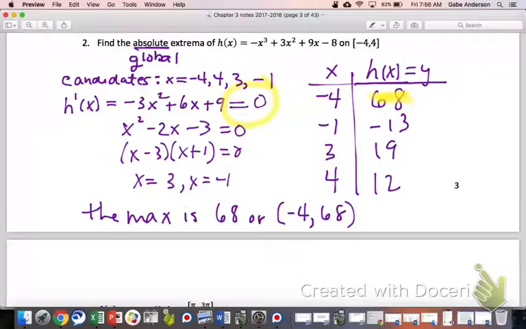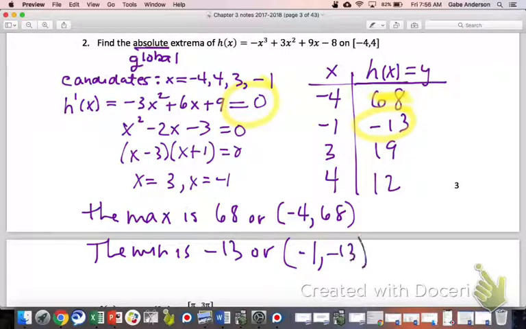But all I did really ask was, what is the absolute extrema? So the y value would go with it. Like the highest point is at 68, right? When you're at a height of 68. And then, of course, the min would go with the lowest y value, and that's negative 13. So you could then say the min is negative 13, or if you wanted to say negative 1 comma negative 13, that's fine. But it's the y value we're looking at to make this judgment. We're not looking at the x values, just the y values. Looking for high and low.